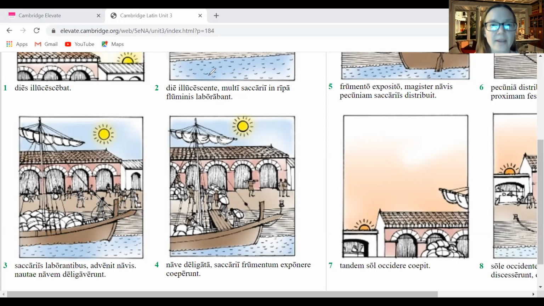Number 4, nave deligata, saccarii frumentum exponere coeperunt. With the ship having been tied up, the dock workers began to take off the grain. And there they are unloading the grain, exponere. You'll see, nave deligata, there's my ablative absolute, ablative singular. Nave is the noun, deligata is the participle. This one is a perfect passive. How did I know it was perfect passive and not deponent? It's not on the list.